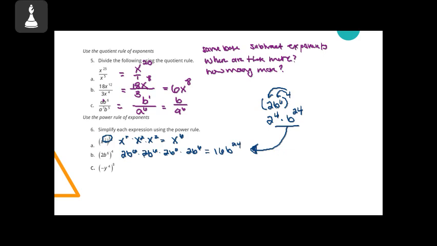All right, last one for this. If we have negative y to the 4th raised to the 8th power. So that's negative 1. So I'm going to follow this process here. Negative 1 has to go to the 8th power. And then y to the 4th has to go to the 8th power. So negative 1 to the 8th power is positive 1. And then when you raise a power to a power, you multiply powers. So y to the 32.